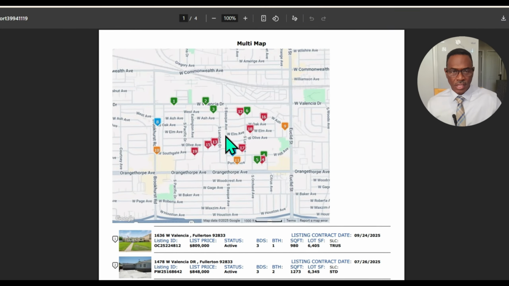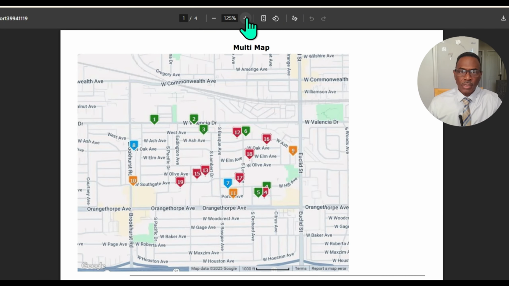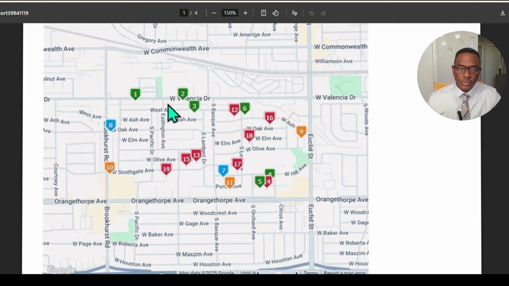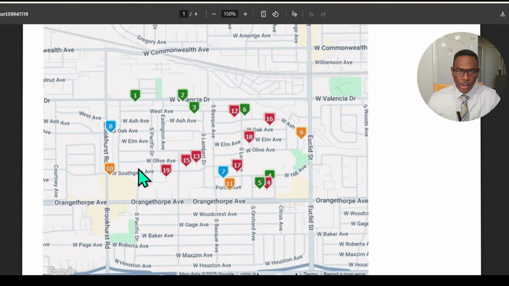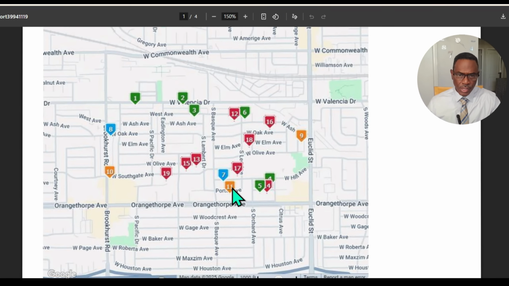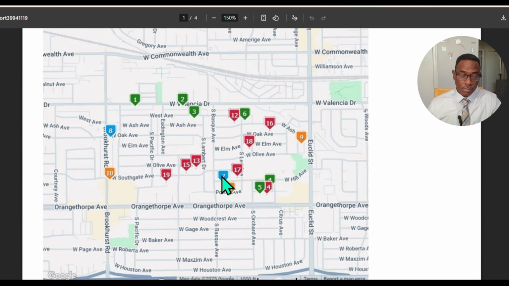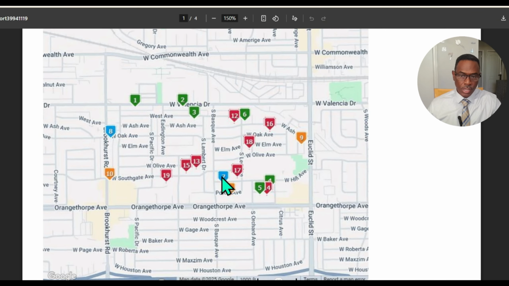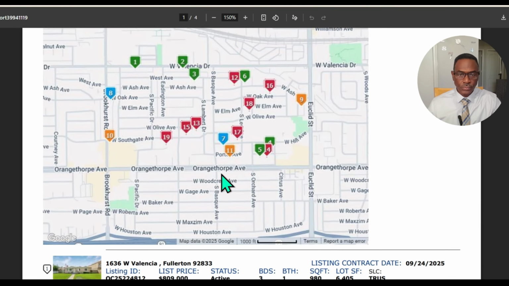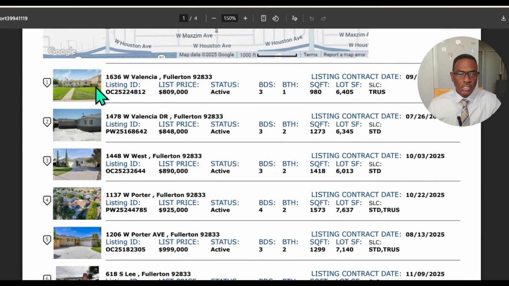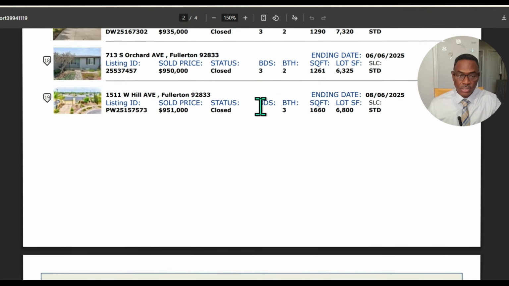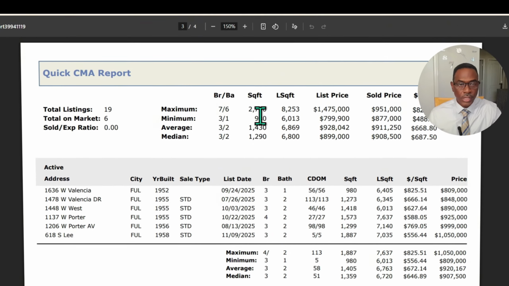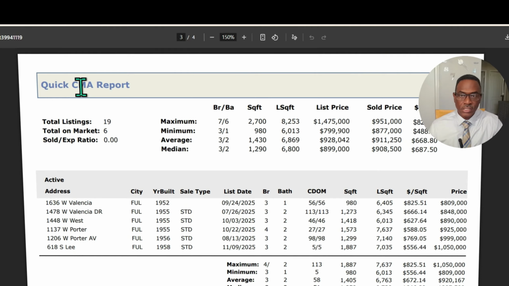Okay, here's everything here. Make it bigger for you. Green are all the active properties. The red are all the closed properties in the neighborhood. The orange are the pending, and the blue are under contract. So these are all the properties, everything that's happened in the last 6 months in your territory or in that neighborhood. This is the CMA report.